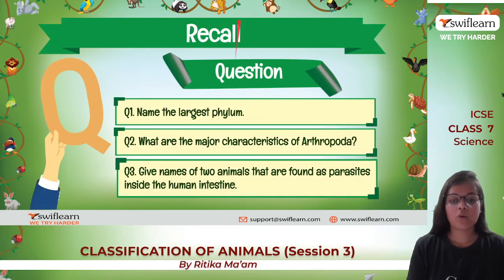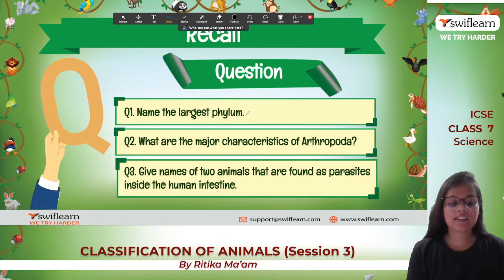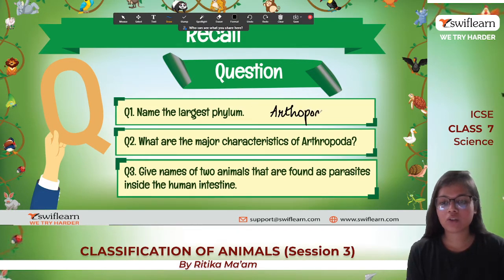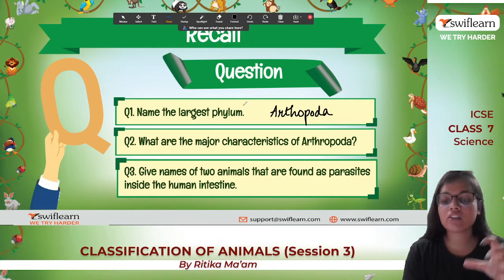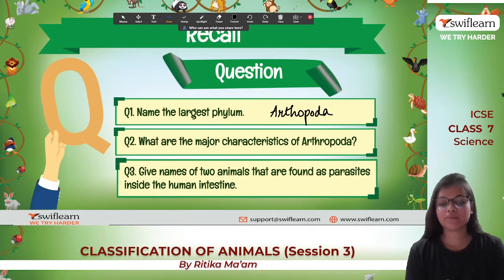Okay, so recalling question number 1 says name the largest phylum. So the largest phylum is Phylum-Arthropoda. Okay, next, what are the major characteristics of Arthropoda? So the major characteristics of Phylum-Arthropoda are, first of all, they are bilaterally symmetrical. Then they are triploblastic, and their body is divided or segmented into 3 parts, which are head, thorax and abdomen, and they have joint appendages which help in their movement.